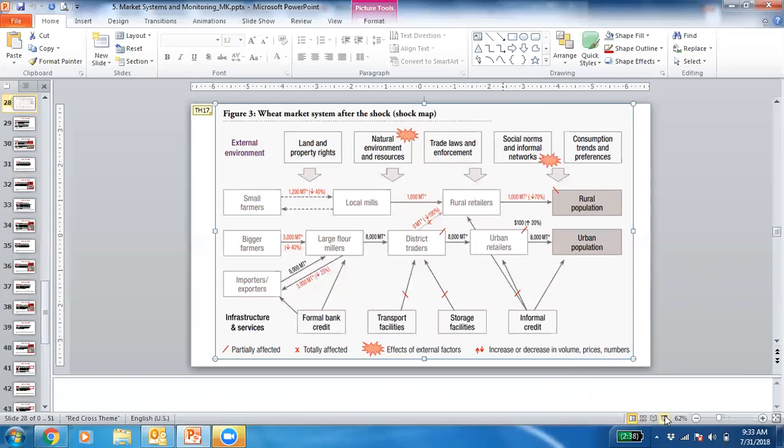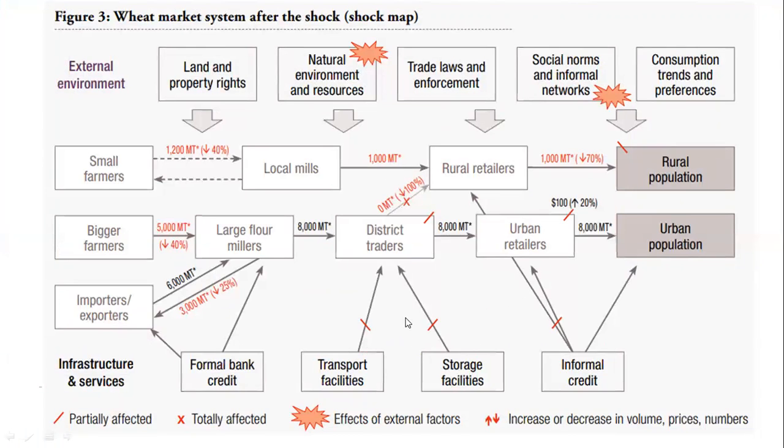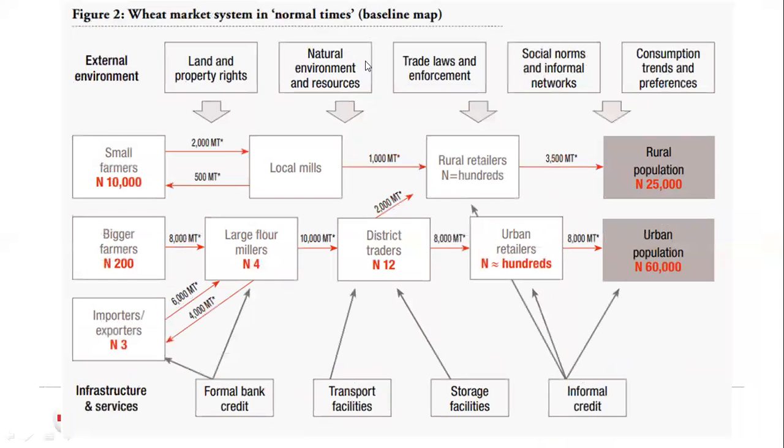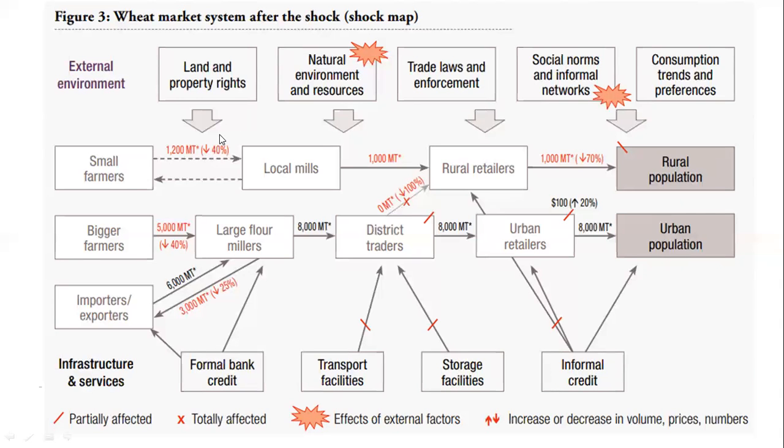And then we can see in different areas that there are partially affected parts of our market system, right? And as we're drawing our post-disaster or post-shock market system map, we're also noting the changes in how the goods are moving in terms of volume and prices. So previously, between small farmers and local mills, we were moving about 2,000 metric tons of wheat, and now that has decreased by about 40%. Between bigger farmers and large flour millers, that has also decreased about 40%. We can see that there's a price increase between urban retailers and urban populations. We didn't have prices here before, but this will indicate that there's an increase in price, right?